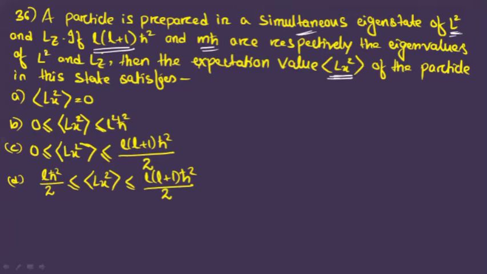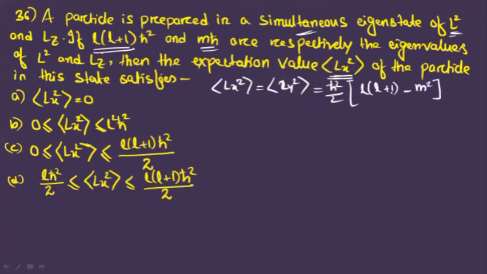So for this, first of all, we are having L square and Lz. The expectation value of this, you can directly write, as we have already seen in the theory, that the expectation value of Lx square equals the expectation value of Ly square. It is equal to ħ² divided by 2 into l(l+1) minus m square. Okay, the expectation values of Lx square and Ly square are equal.